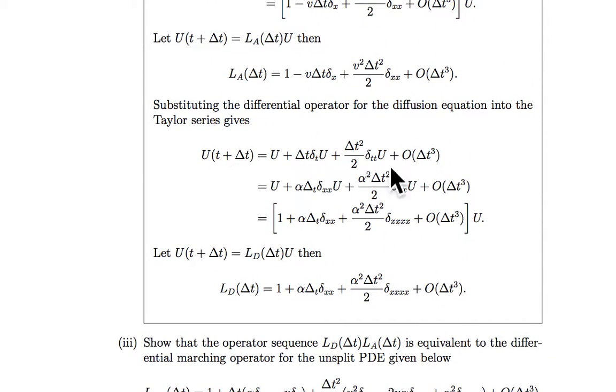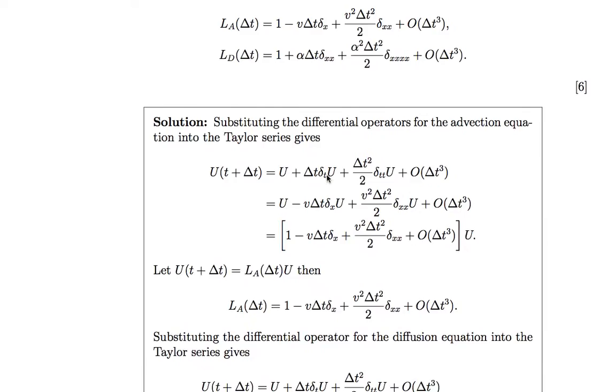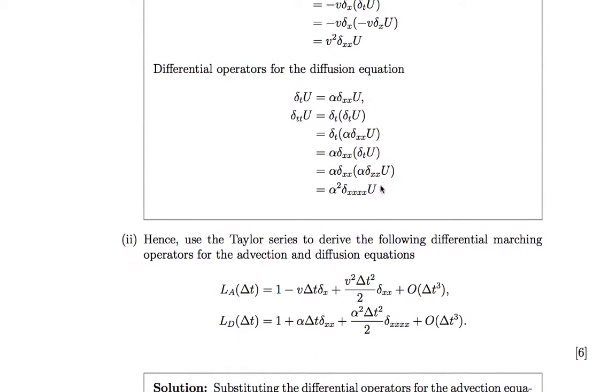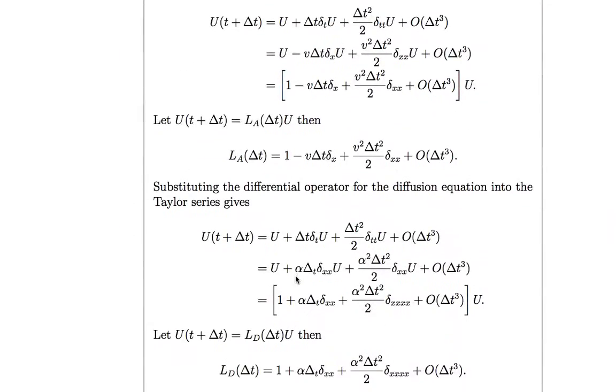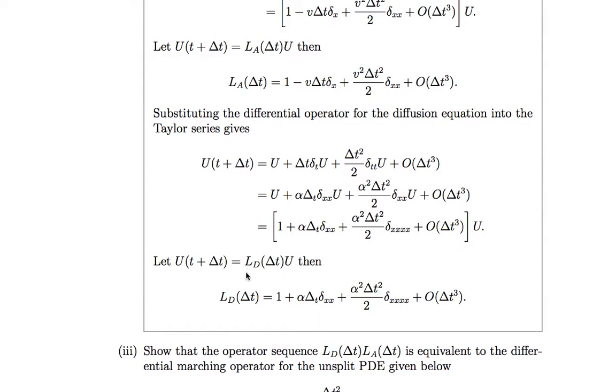Do similar for the diffusion equation. Again, Taylor series, replace the time derivatives with what you derived previously. Factorise out the u term, and you've got the differential marching operator for the diffusion equation.